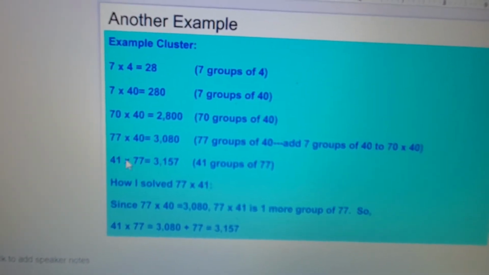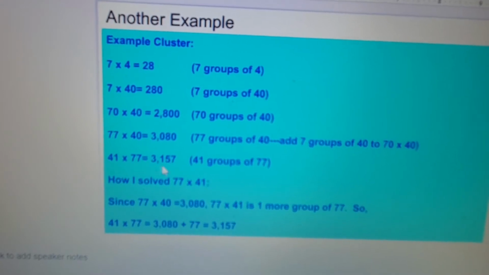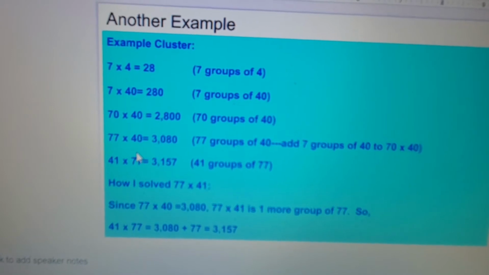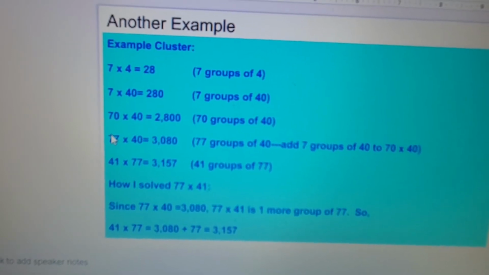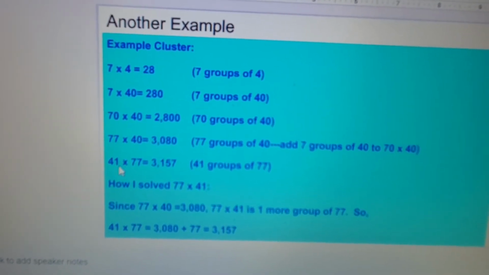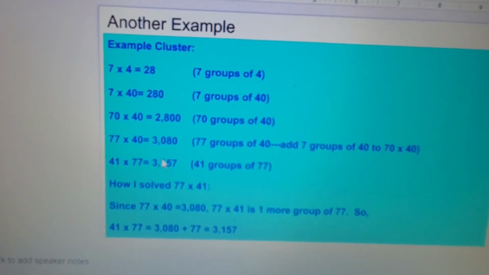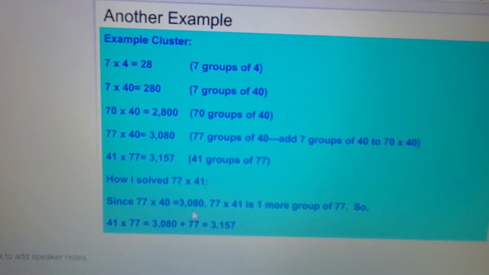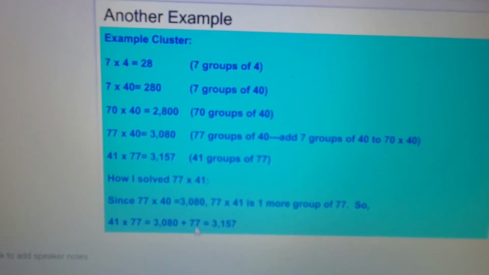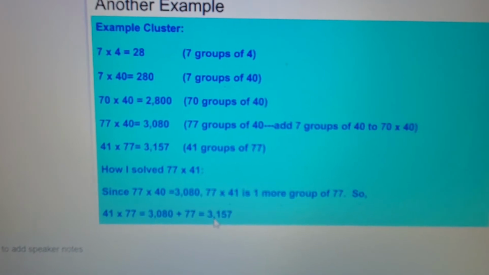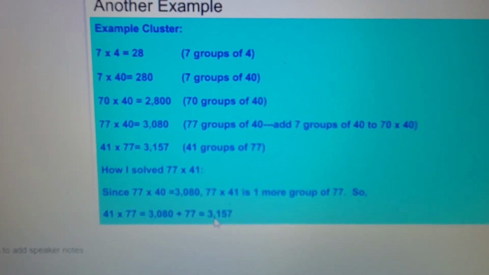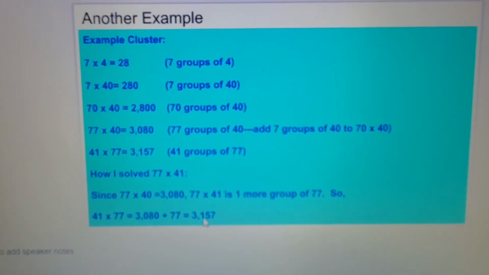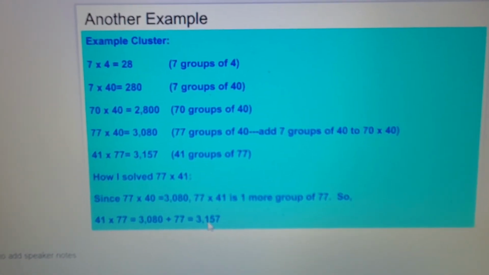Now the last one is 41 times 77, 41 groups of 77. Well, if I look at these two equations, this has 40 groups of 77. You could say it like that, and this has 41 groups of 77. So this has 1 more group of 77. So I would add 3,080 plus 77 to find my answer. And it will be 3,157. So this one you might find easier because you're adding on rather than subtracting.